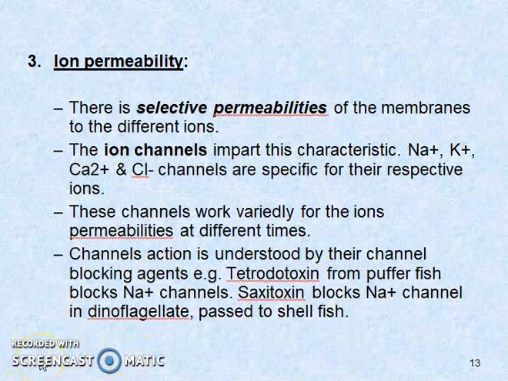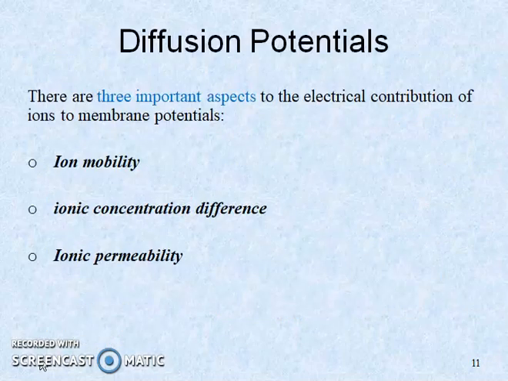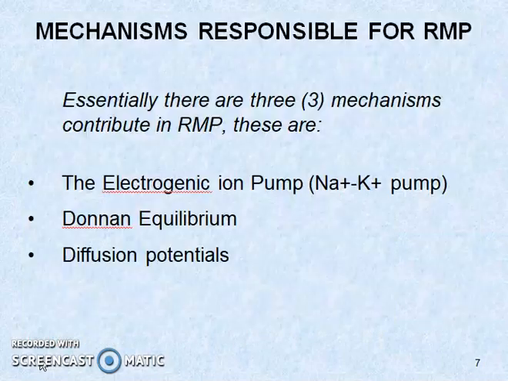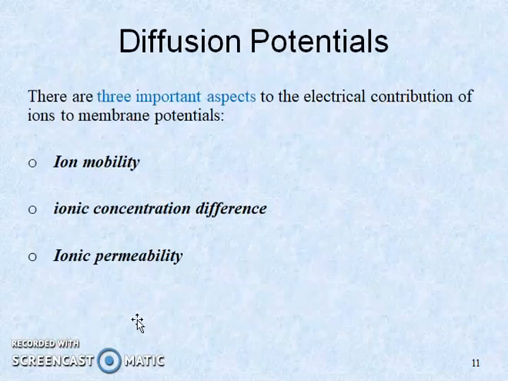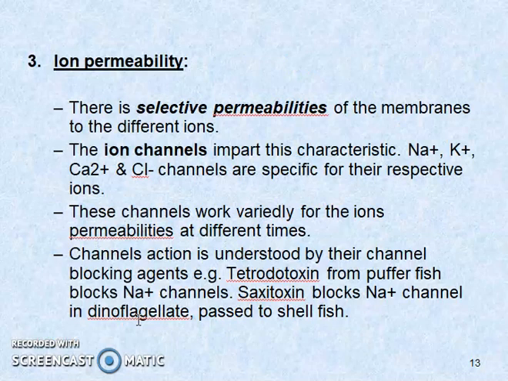So to summarize, resting membrane potential is generated due to three mechanisms: the electrogenic ion pump, Donnan equilibrium, and diffusion potential. All of these collectively generate and also maintain the resting membrane potential. And if it is there, then action potential is produced. Next time we will talk about action potential.